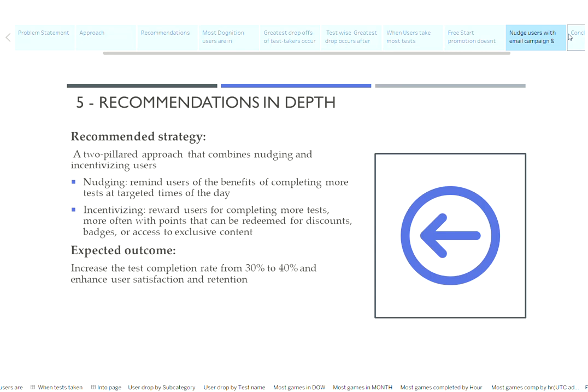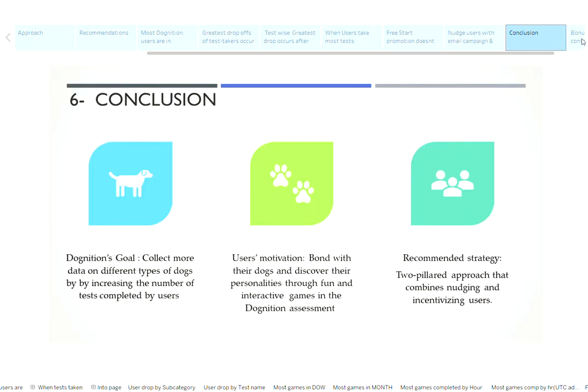To reiterate, my recommended strategy is to target the most active users, create a rewards program called Doggy Dollars, and launch monthly contests. These strategies will help Dognition increase test completion rate and collect more data about dogs and their owners. This data would also be valuable for Dognition's research and development efforts, as well as for its marketing and sales efforts.